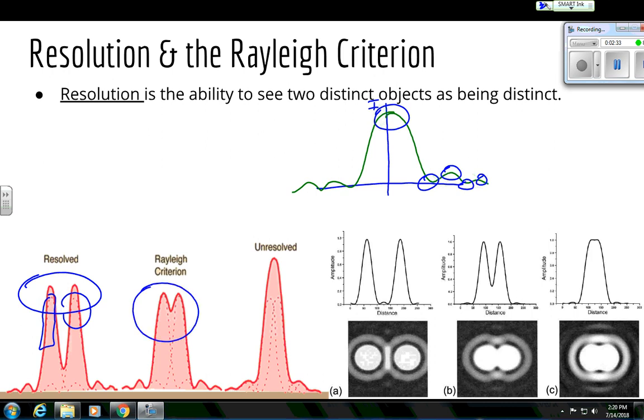This is known as the Rayleigh criterion. Notice there's a little dip in between the two diffraction patterns so that you can still distinguish that there are two separate things. And if the single slit diffraction patterns of the two objects are so close together that when they combine, they make one large bright spot, you're not going to see two separate things. That's the concept behind resolution.